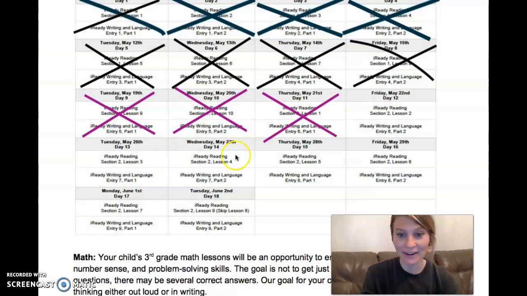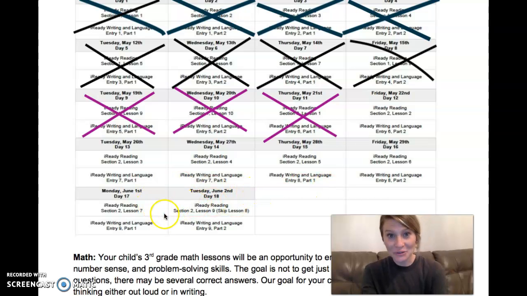Take a look at this parent letter. We are on our iReady reading section 2, lesson 2, but oh my goodness, look how many days we have left, you guys. We're just crossing those days off. I'm so proud of you, so let's keep going strong and finish this week strong today, okay? So go ahead and flip to your reading, section 2, lesson 2, just to make sure you're on the right place in your reading today.